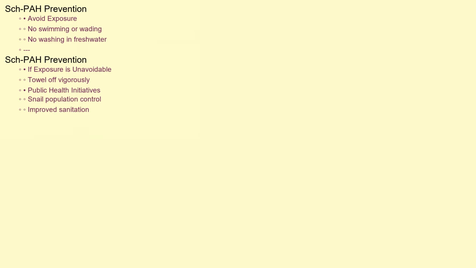The best way to prevent SHPH is to avoid exposure to contaminated freshwater in endemic areas. This includes avoiding swimming, wading, or washing in freshwater sources known to harbor the parasite. If contact is unavoidable, vigorous toweling off after exposure may help reduce the risk of infection. Public health initiatives aimed at controlling snail populations and improving sanitation in endemic areas are also crucial for prevention.